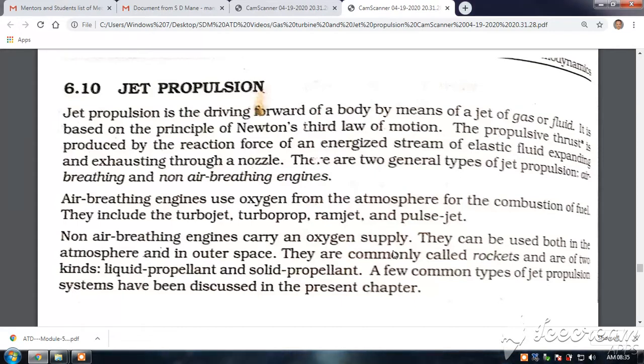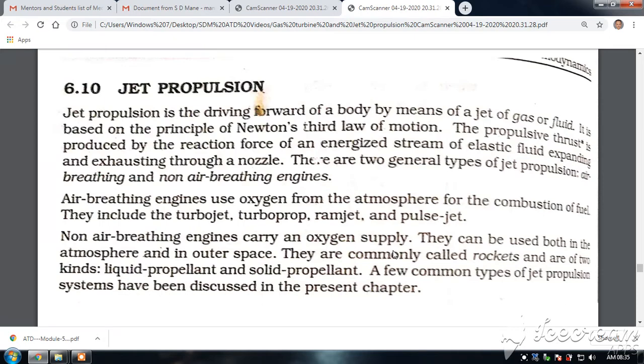So this way, jet propulsion works on the principle of Newton's third law of motion, and we use the reaction force of burnt fuel which is exhausted through a nozzle. So this produces the propulsive thrust.